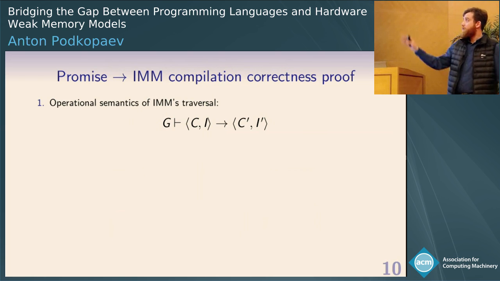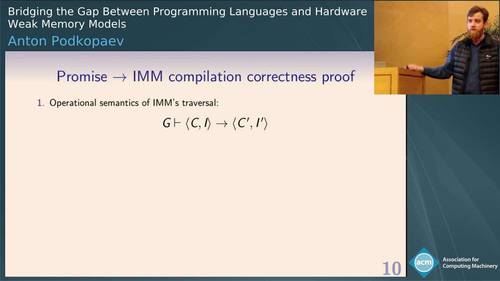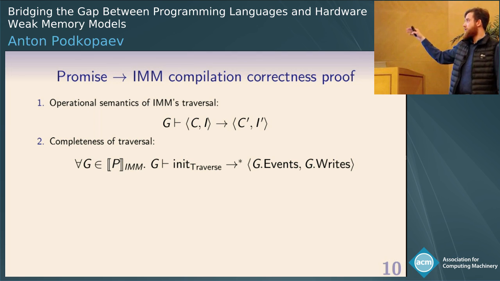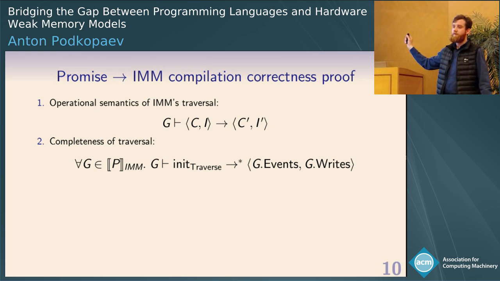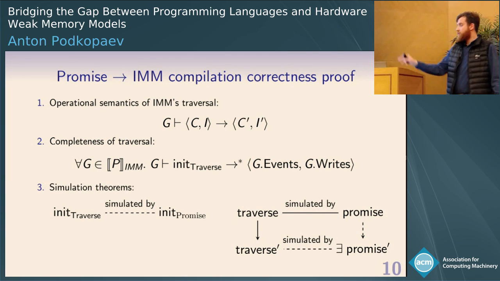So the overall structure of the proof is the following. First, we introduce the operational semantics of traversal. Then we show that this traversal is complete in the sense that there is a traversal which covers all events in the graph and issues all writes in the graph. And then we show simulation.